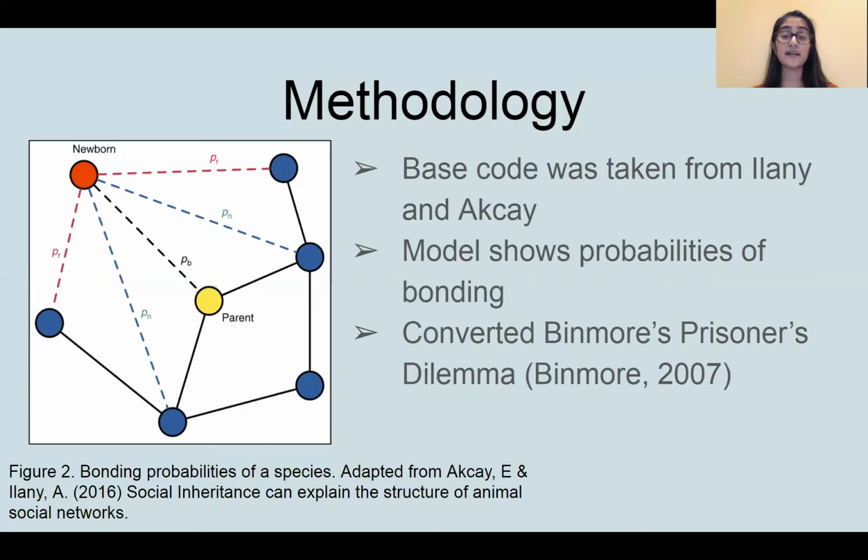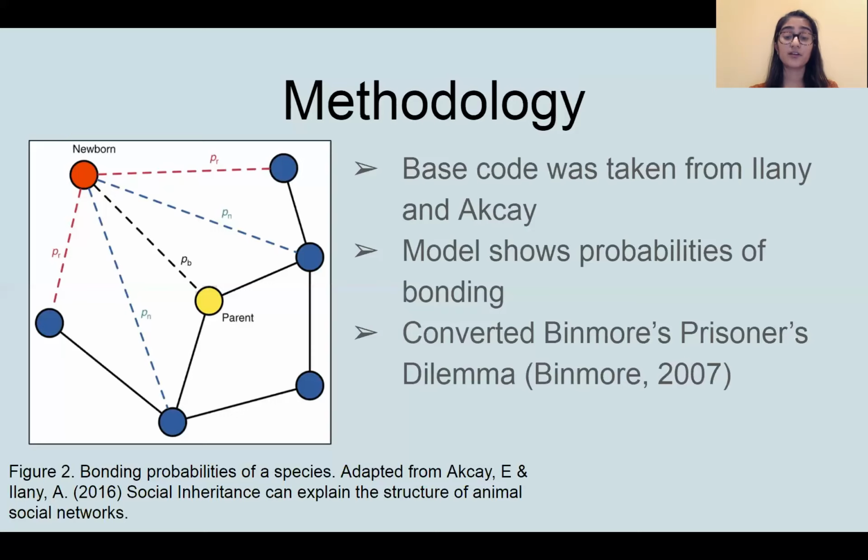The newborn is connected to these friends by a blue dotted line, which is Pn, which is the probability of the newborn bonding to its parent's friends. The newborn is also connected to two more blue individuals by a red dotted line. This is Pr, the probability of the newborn bonding to random individuals in the population.